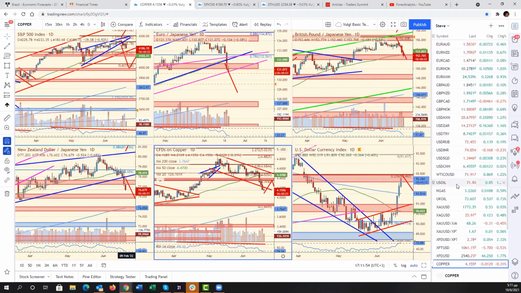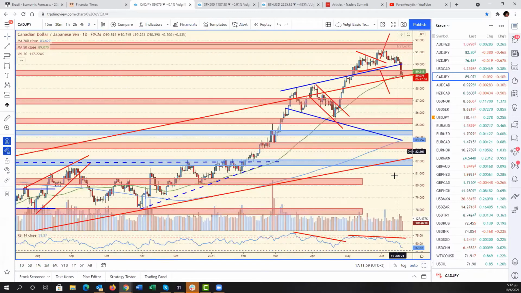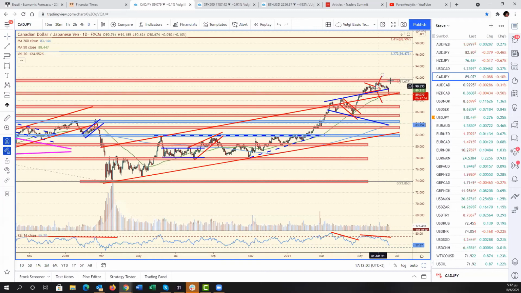You also asked about CAD Yen. Here it is. CAD Yen also failed above there. Now about to re-enter the long-term channel it was trading within. So keep that in mind. I think it's very likely it's going to happen. Once that happens, look for a move back towards 87 to begin with.